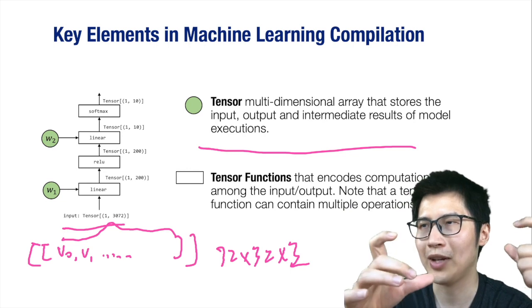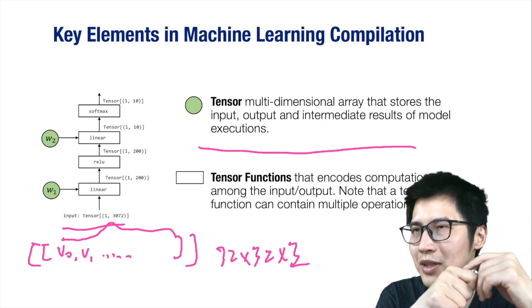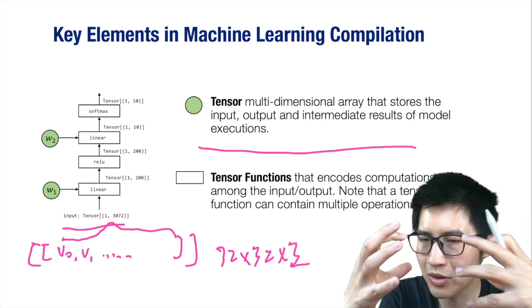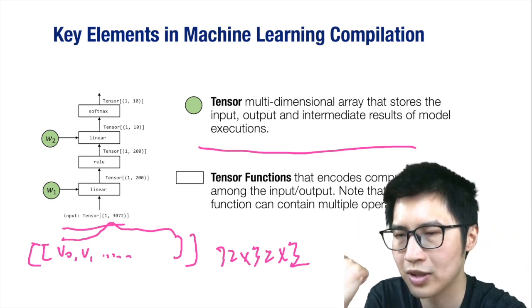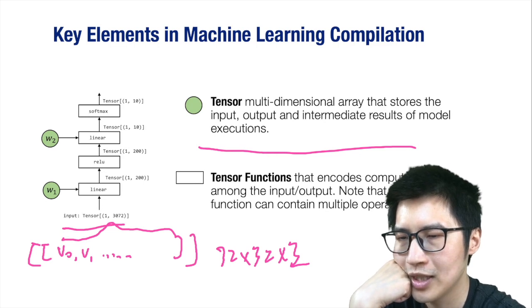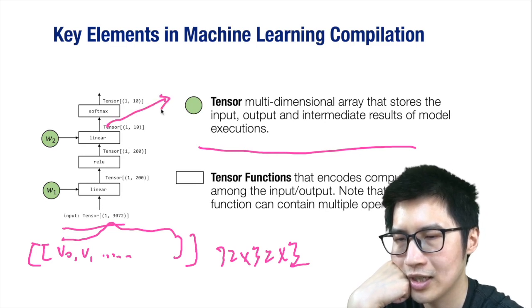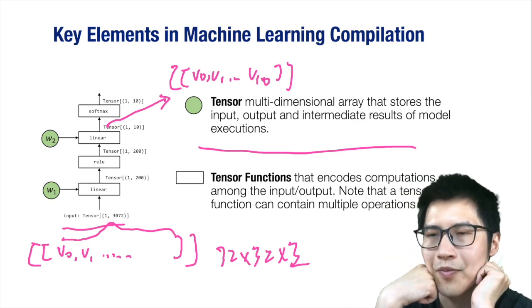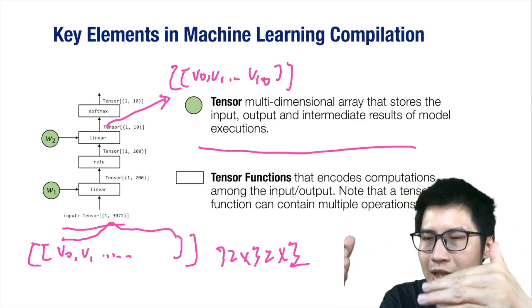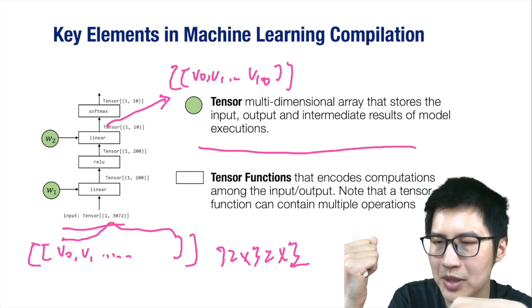That becomes a vector of 3032 in this case. We use this tensor not only to store the input, but also to store intermediate data. For example, we could have a linear layer that projects this to a tensor of 1 by 10. So there will be 10 values here, v0, v1, up to v10, and it represents an intermediate result of that particular layer.